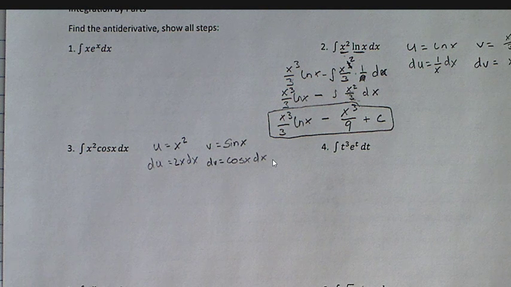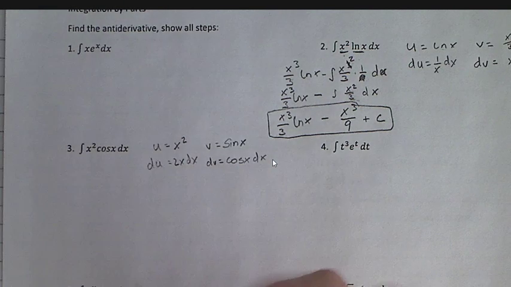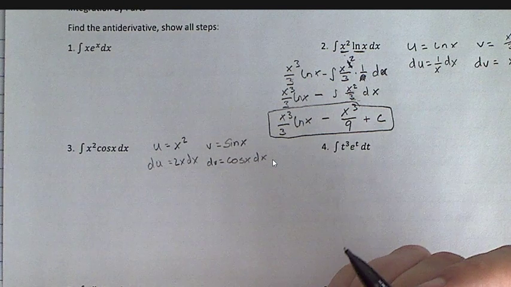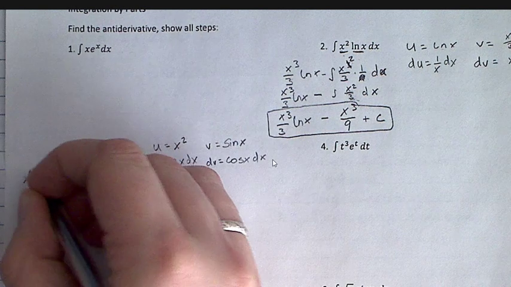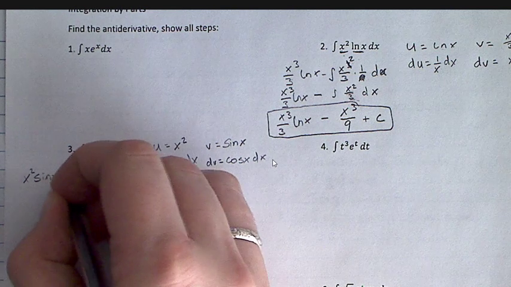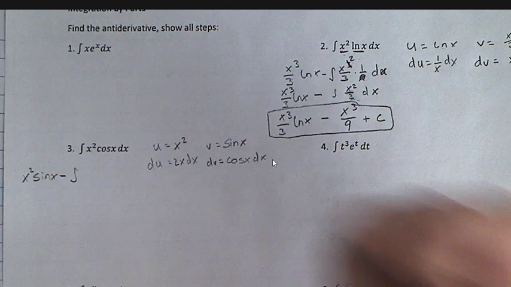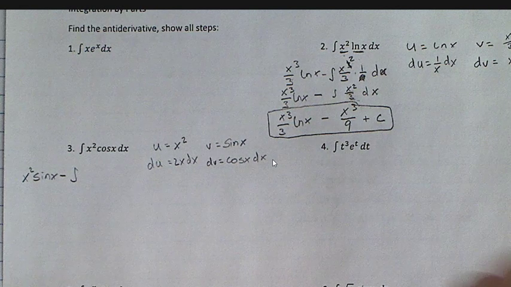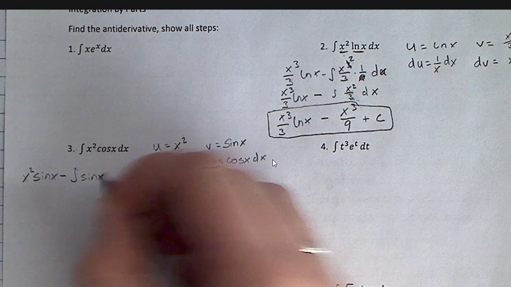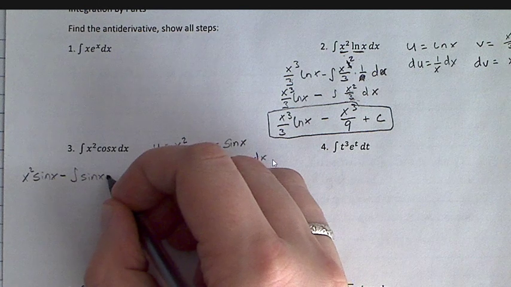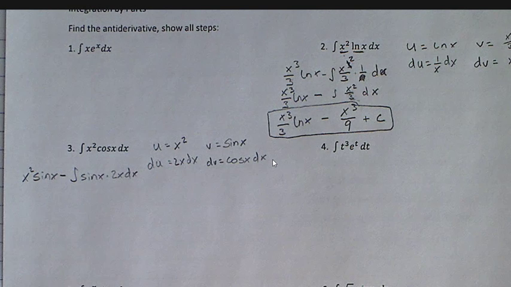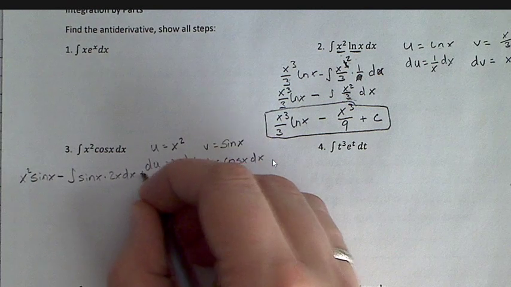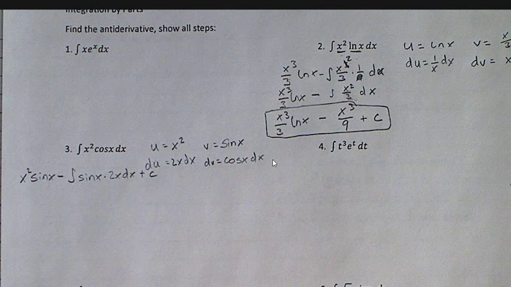So then we're going to do uv minus the integral of v du. So x squared sine x minus the integral of v, which is sine x, times 2x dx. And I did not do a good enough job on this one because it doesn't go any further, so we have to throw a plus c at the end. And we're done because at the moment we can't go any further with this one.